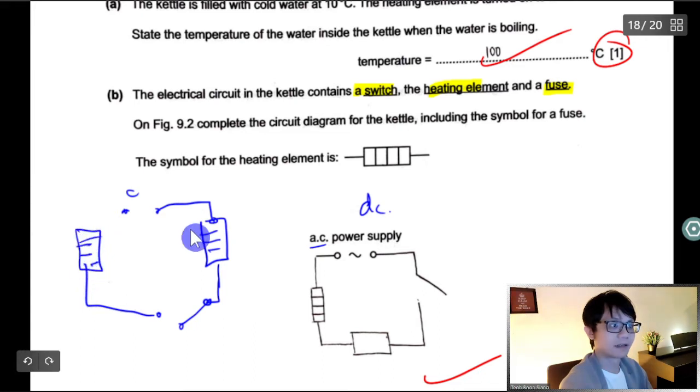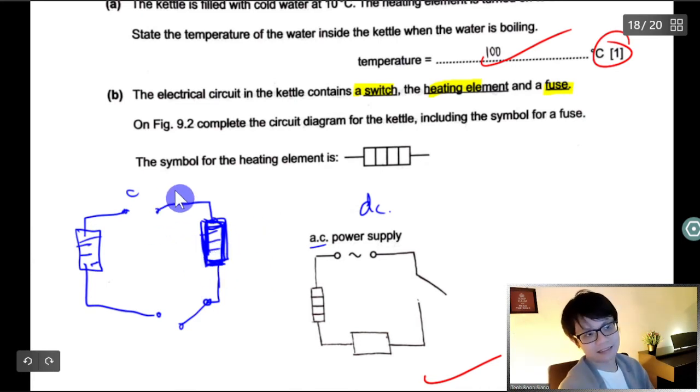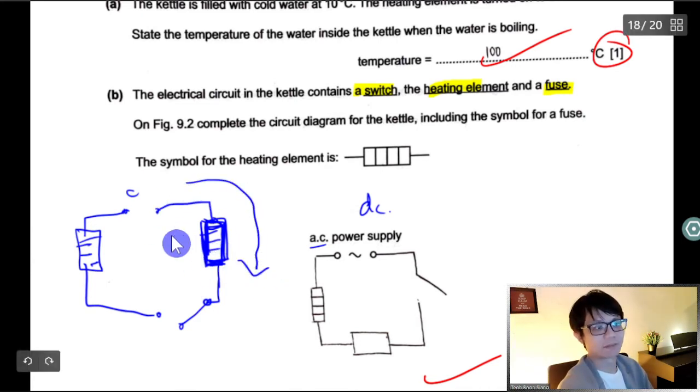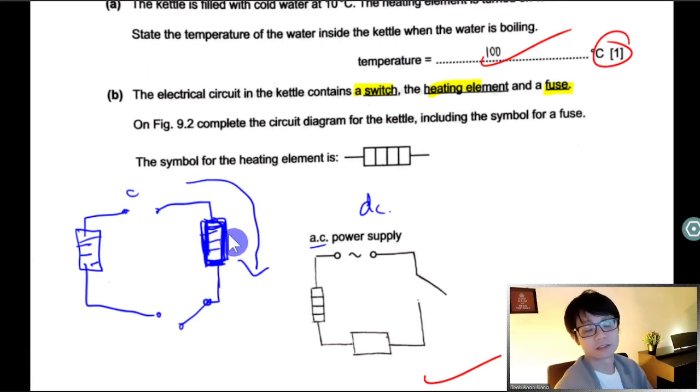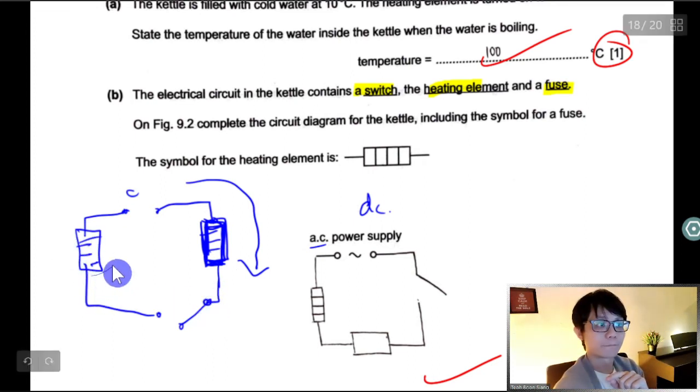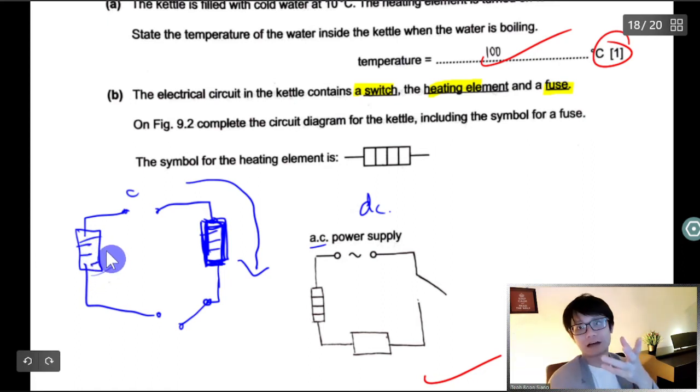Heating element, this is the resistor. I cannot erase, but it's something like that. Resistor, the fuse, and then it goes back. Let's say DC, the electricity travels like that, so too much current here will break first. So it makes more sense if you put the fuse first, then the switch, then the heating element, same like your house, correct or not?